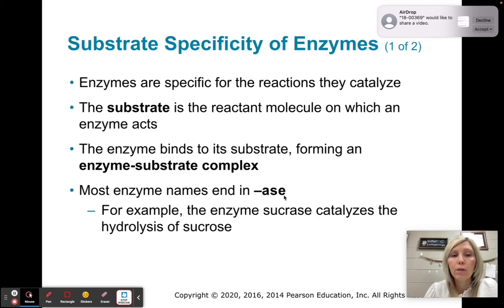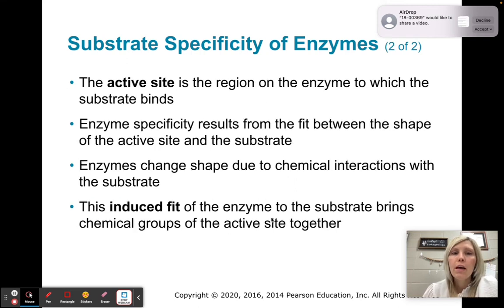We've already mentioned this. Most enzymes end in ASE. So any word that you see that ends in ASE, you're dealing with an enzyme, and all enzymes, well, almost all enzymes are proteins. And then again, an example: sucrase catalyzes the hydrolysis of sucrose, which you've seen already. The active site is the region on the enzyme to which the substrate binds. The enzyme's specificity results from the fit between the shape of the active site and the substrate. That's what we were mentioning earlier. Enzymes change shape.